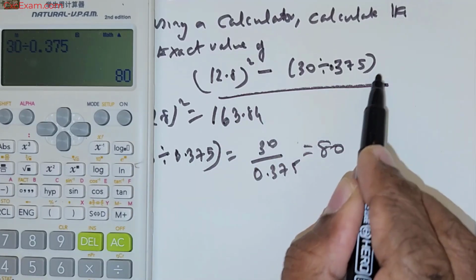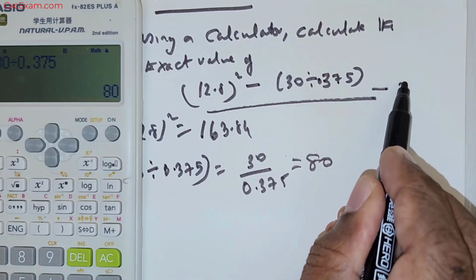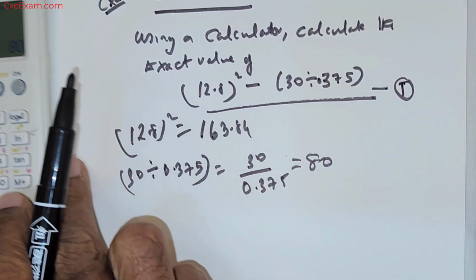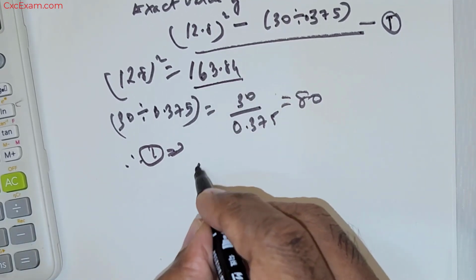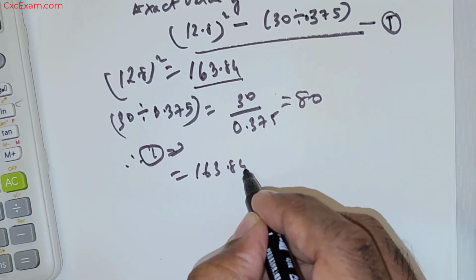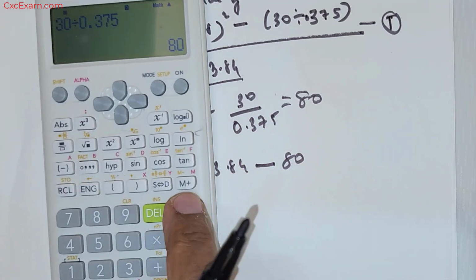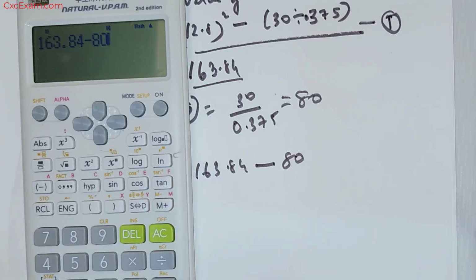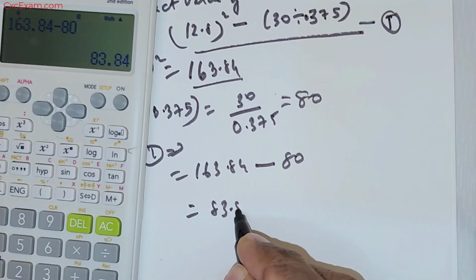Now club these two and represent the expression that has been given. It's not an equation, it's an expression. So it can be rewritten as 163.84 minus 80. What do you get? You get 83.84.